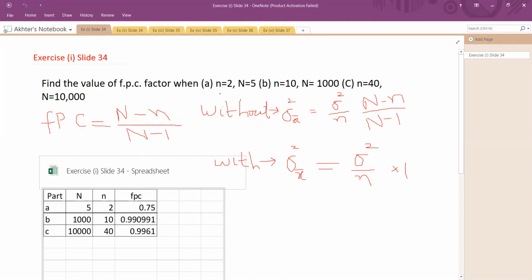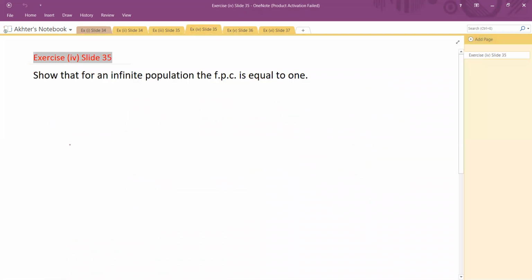We observed numerically that if the sample size and the population size increase, the value of the FPC becomes closer and closer to 1. The value of the FPC will be equal to 0.99 if the population size is 10,000. Here we have to prove it algebraically and analytically, that FPC is equal to 1 in case the population is infinite.